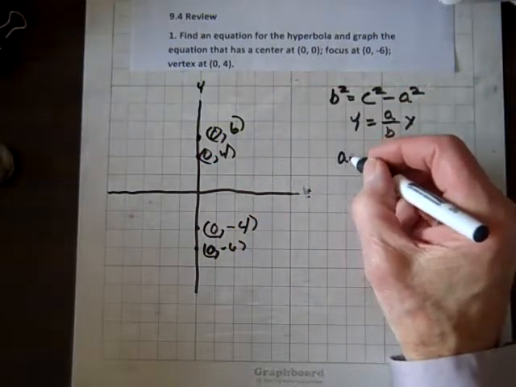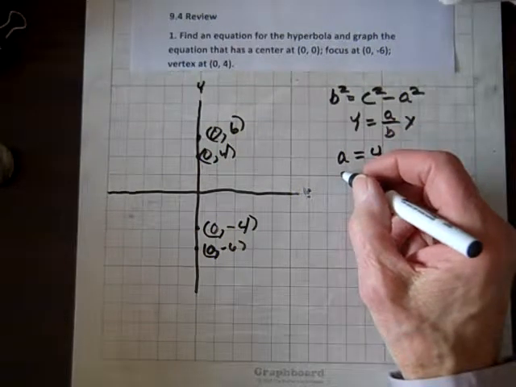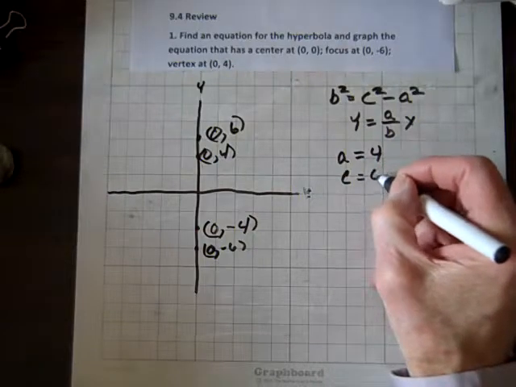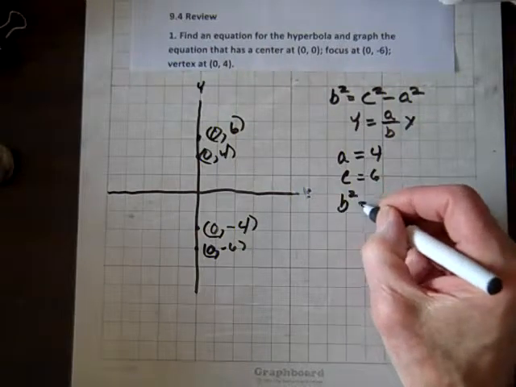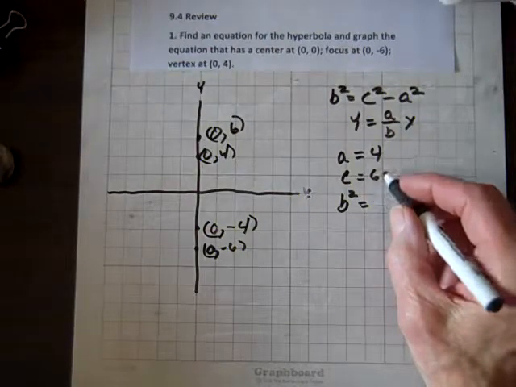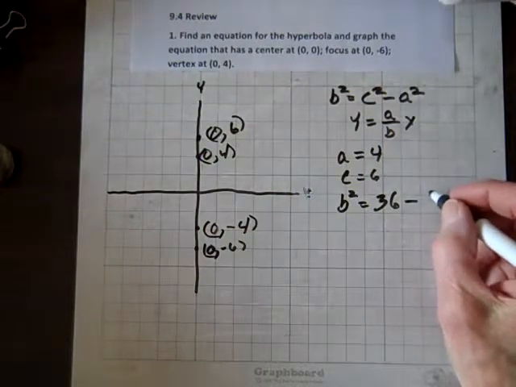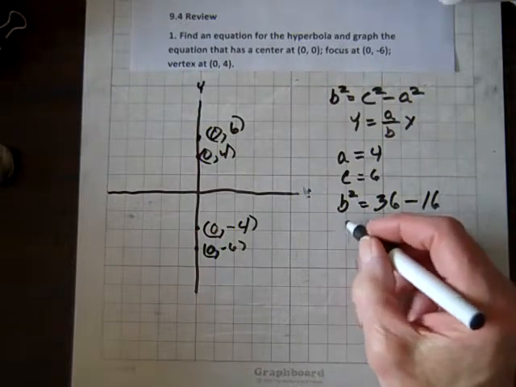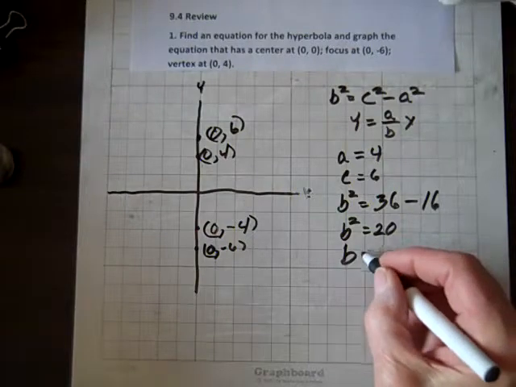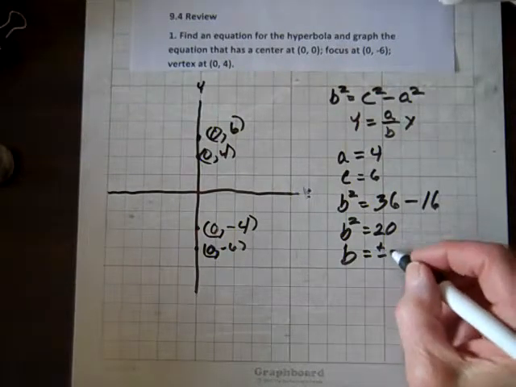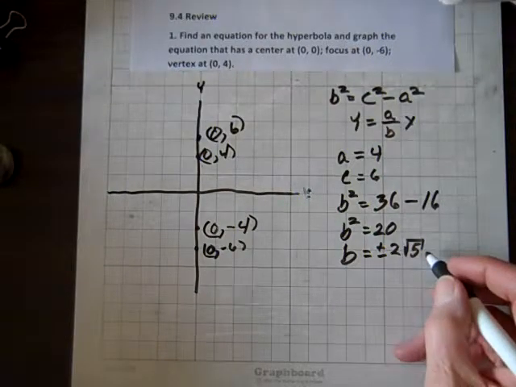And we know that a equals 4 in this case, and c equals 6. So solving for b, we know b squared equals 36, 6 squared, minus a squared, which is 4, and that's 16. So b squared equals 20. So b, the solution to this is plus or minus root 20, which is 2 root 5. But b equals 2 root 5.